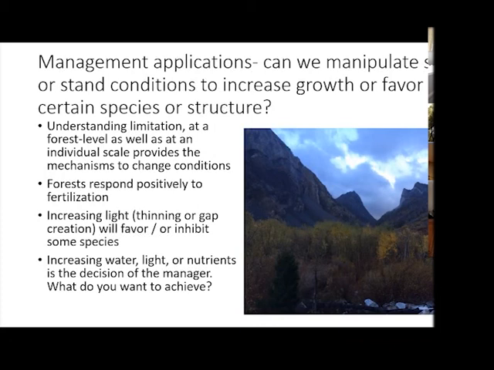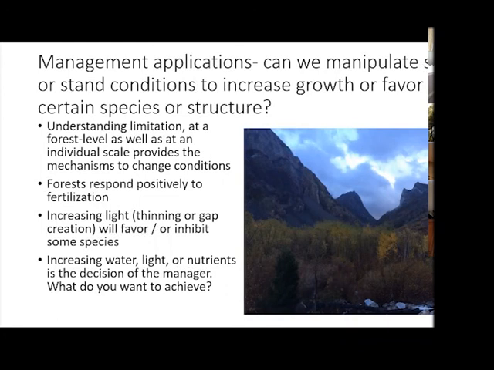Okay, to bring this back a little bit more for us. This is one of the main points that I want to make with our discussion about soils, and that's just: are there management applications? Can we manipulate soils in particular or other stand conditions to increase growth or favor species or certain structure? And the answer is yes. If you understand the limitations on growth, oftentimes you can do something about it.